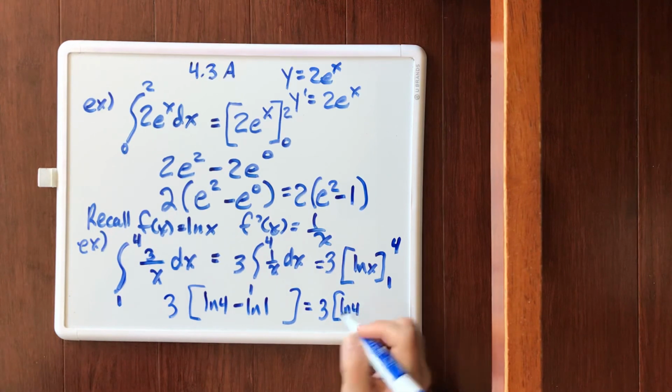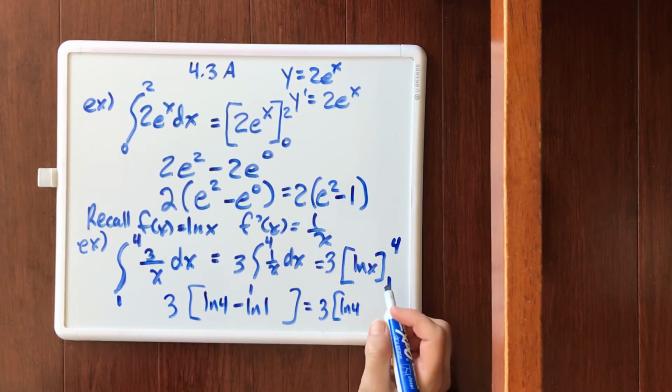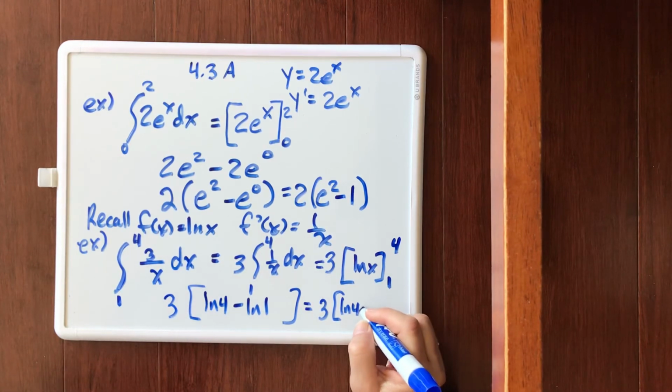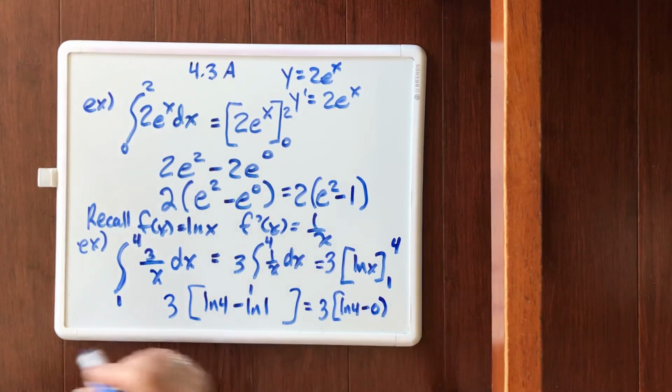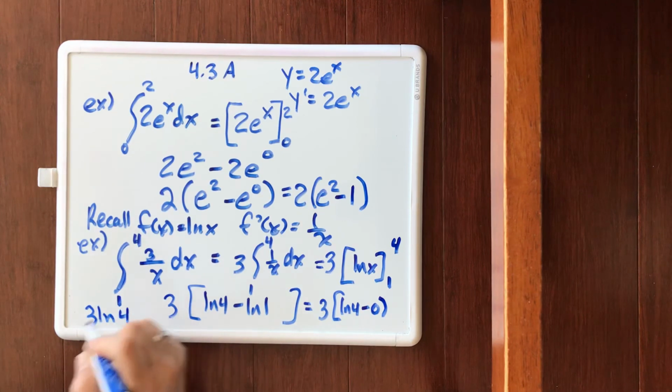ln of 4, now what is ln of 1? ln of 1 happens to be 0. So we're just going to minus 0. All right, so the answer is going to be 3 ln of 4.